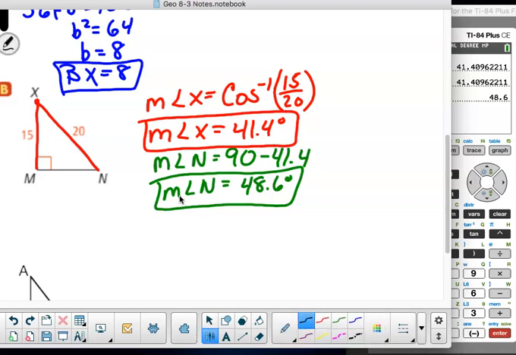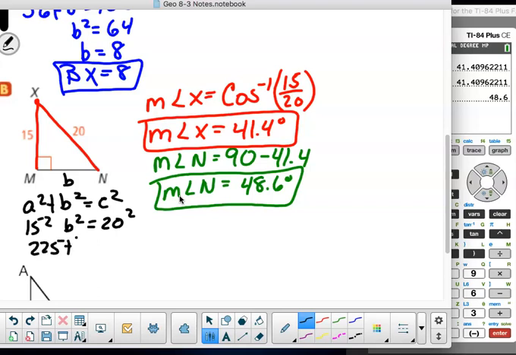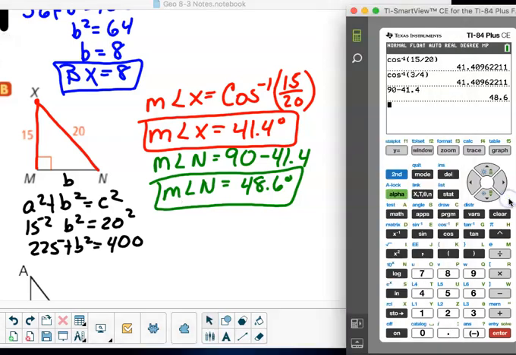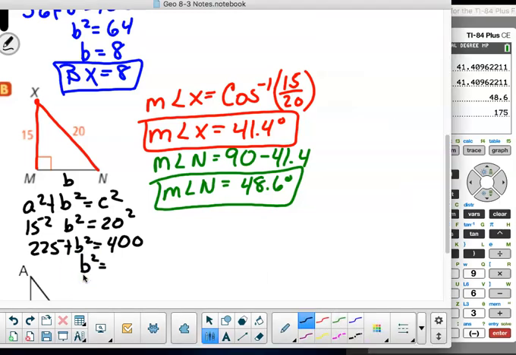the missing side, mn. So I can call that b. a squared plus b squared equals c squared. So this is 225, and this is b squared, and this is 20 squared. This is 225 plus b squared is equal to 400. Well, 400 minus 225, that equals 175. So I've got my 175 going on here. And so b squared is equal to 175.